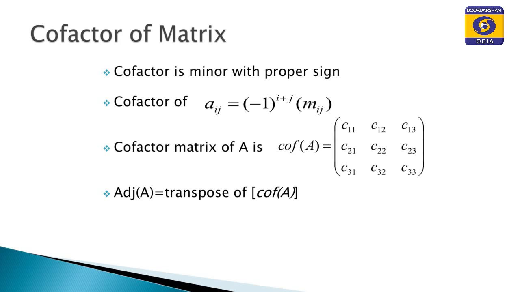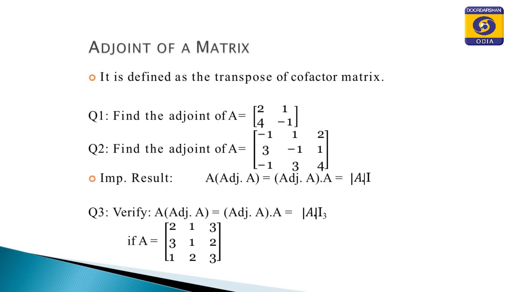Next, we have to find the adjoint matrix. The adjoint matrix is nothing but the transpose of the cofactor matrix. Transpose of the cofactor matrix means we interchange rows into columns and columns into rows. Then we have the adjoint matrix. Now, here is an example of how to find the cofactor matrix, minor matrix and adjoint matrix. A very important result is A into adjoint of A, and adjoint of A into A, is equal to determinant of A into the identity matrix. We verify.